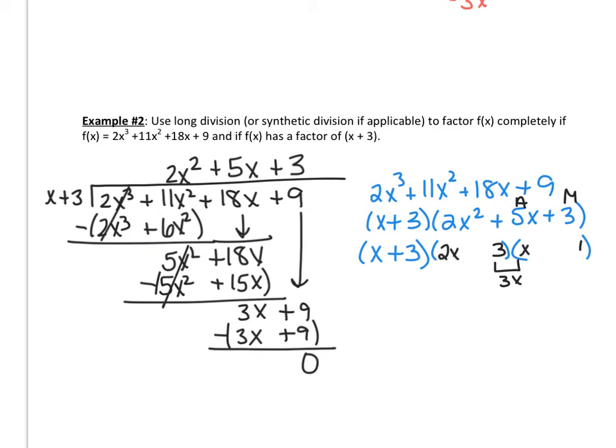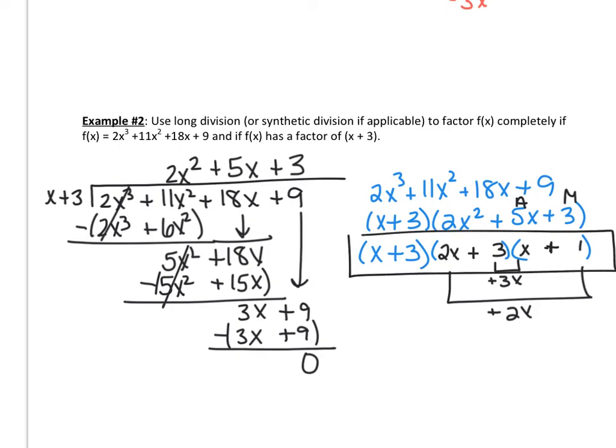3 times x is 3x. 2x times 1 is 2x. If I make them both positive, they add to 5x. So plus and plus. And these 3 are my factors. Alright, let's move on to the next page.